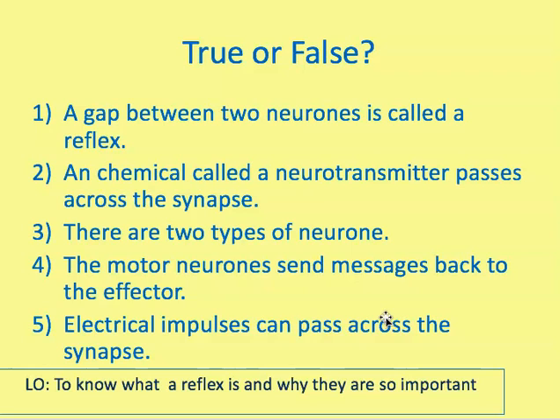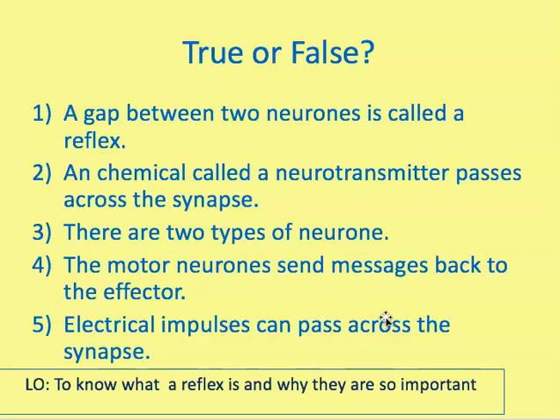Okay, question number 1. A gap between 2 neurons is called a reflex. That is false. A gap between 2 neurons is called a synapse. Number 2, a chemical called a neurotransmitter passes across the synapse. That is true. Number 3, there are 2 types of neuron. Now, we found today that that is incorrect. There are 3: the sensory, the motor, and the relay.